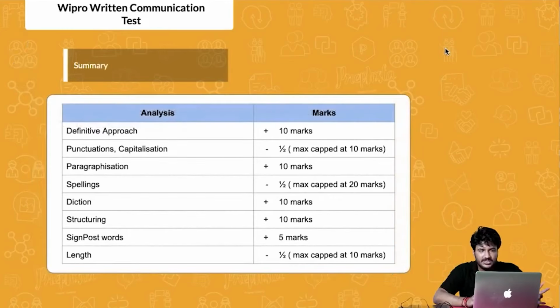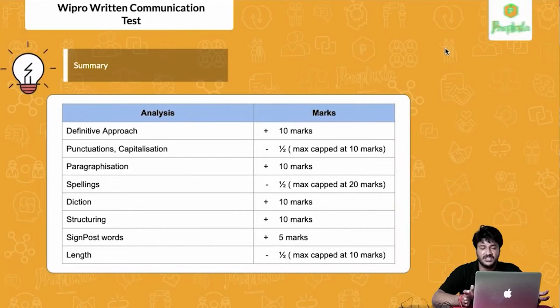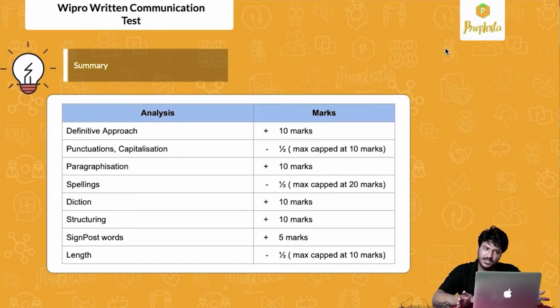Moving further, this is the summary of the marks that are given. I will suggest you take a screenshot of this particular page so that you always have it in your phone, and before writing the exam, you can just go through it and refresh upon it, right?